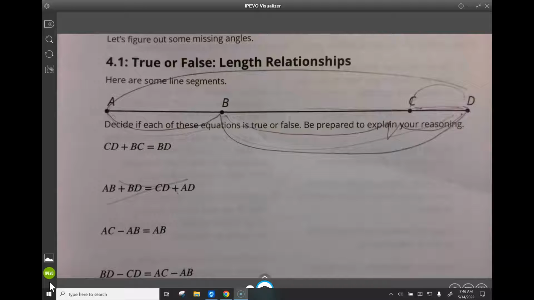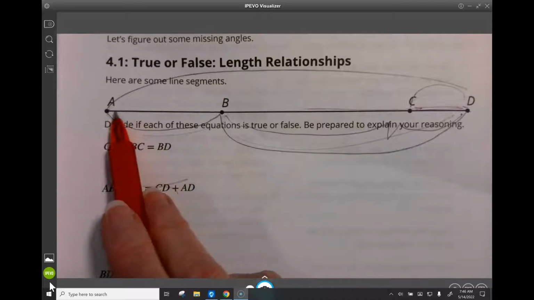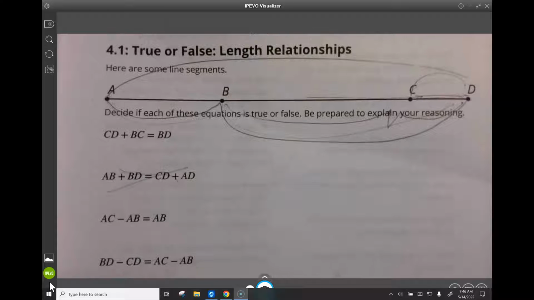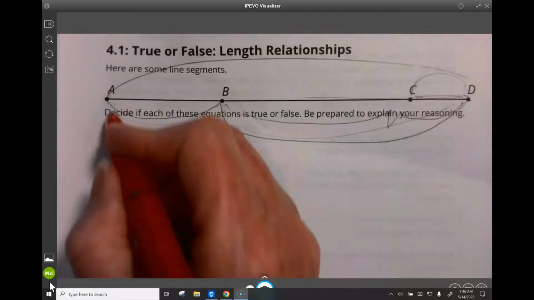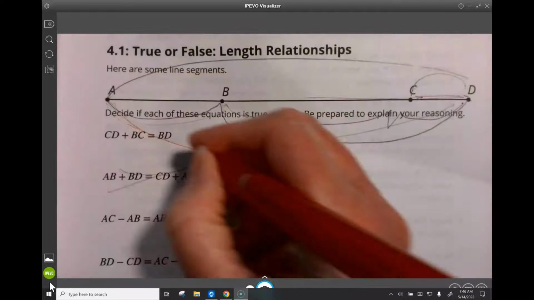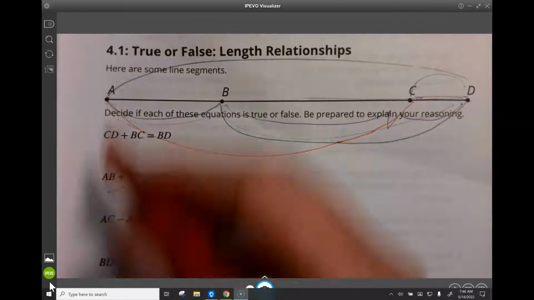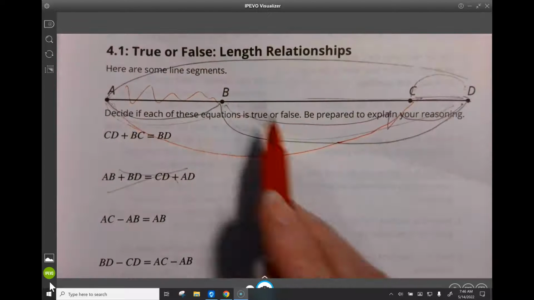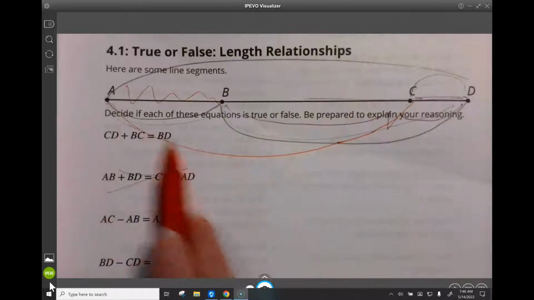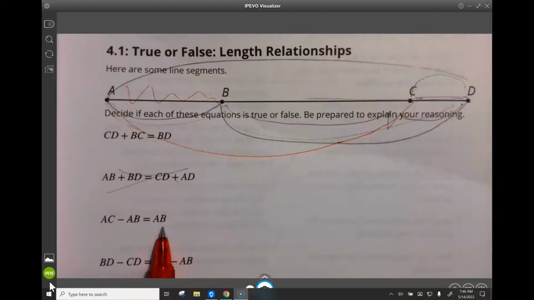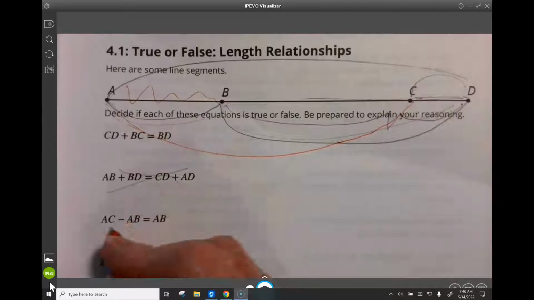Now, AC, and you just have to watch this one. If you're like, oh my gosh, I can't keep up with this, just watch it. AC, so this entire thing, and now we're going to take off AB. Well, what is that equal to? That's equal to BC, so I took the whole thing and subtracted off a part. What do I have left? I have BC, not AB, I just took that off. So that one doesn't work.